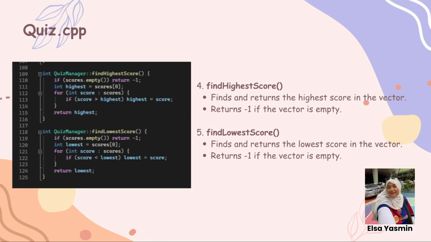Moreover, we have find highest score, where it finds and returns the highest score in the vector and returns -1 if the vector is empty. And lastly, we have find lowest score, which finds and returns the lowest score in the vector and returns -1 if the vector is empty.